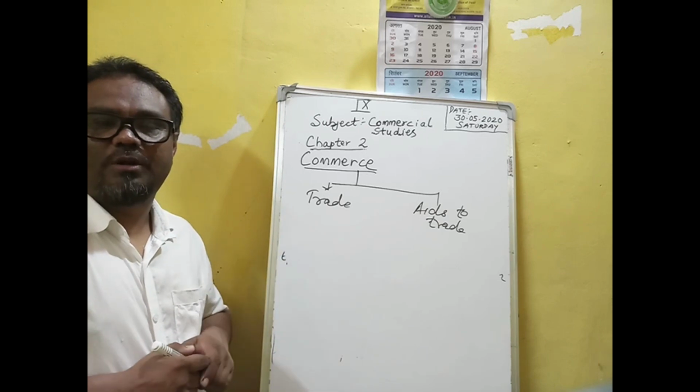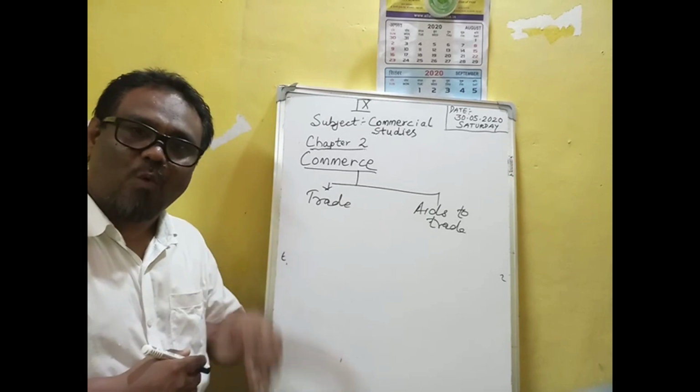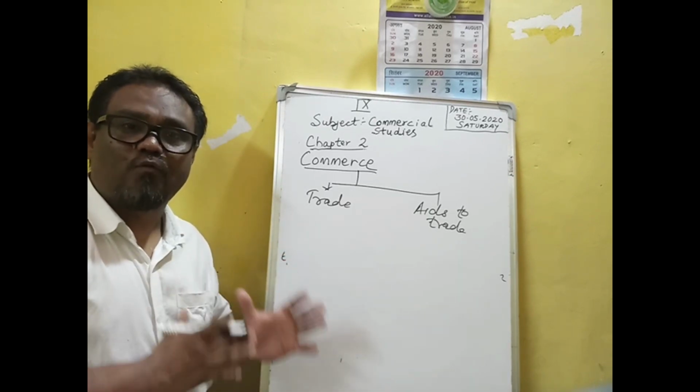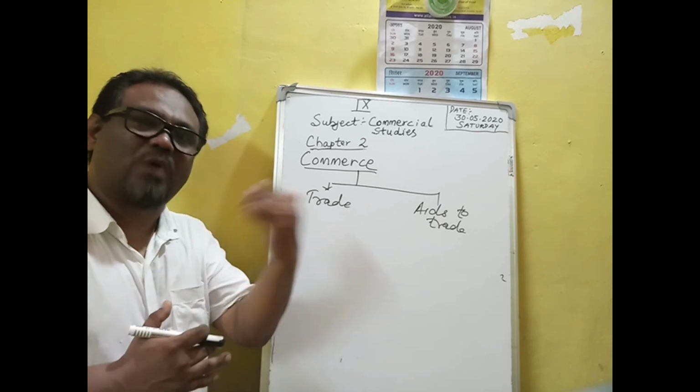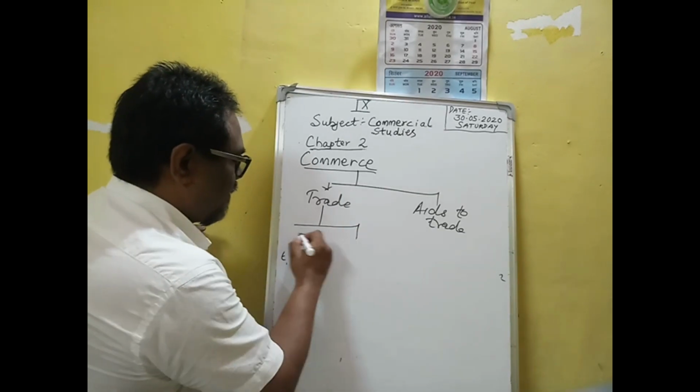So the movement of goods and persons from one place to another place is called trade. Trade is of two types here.